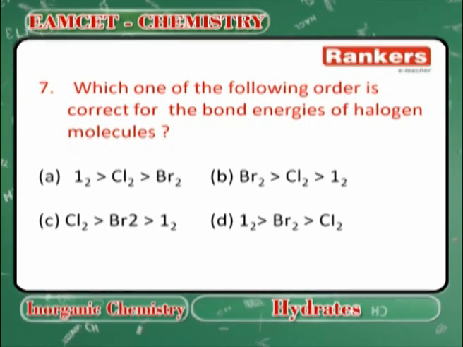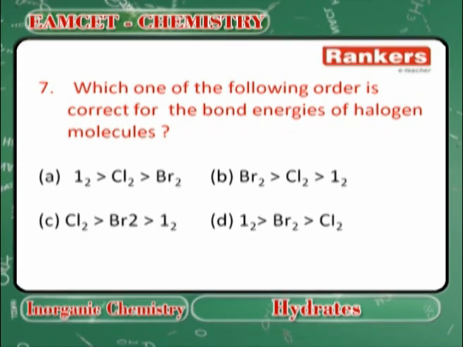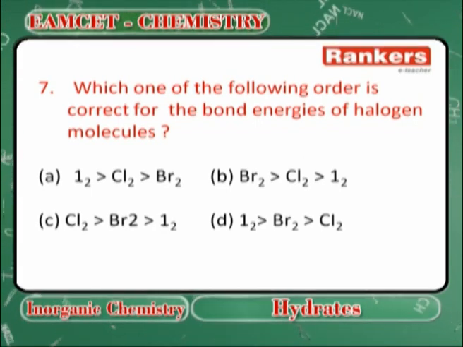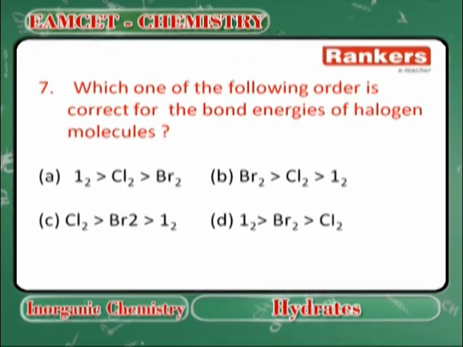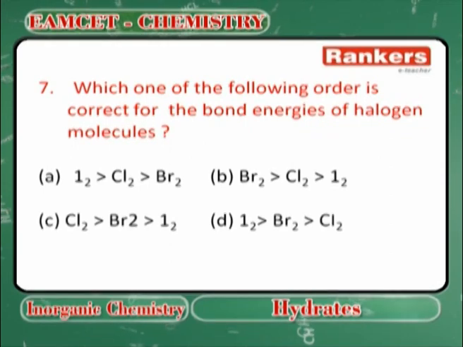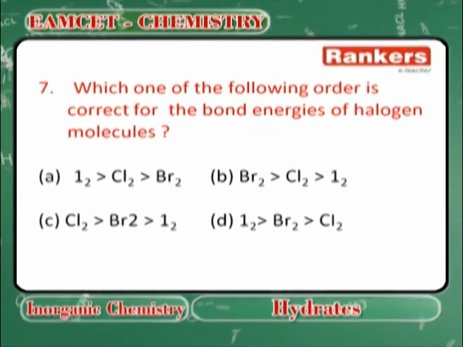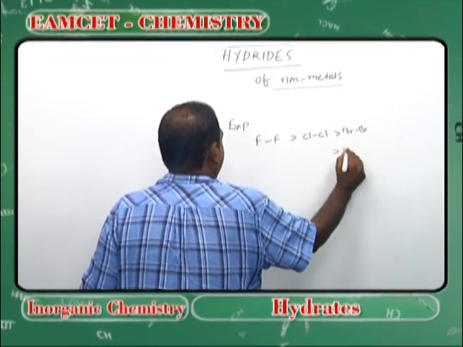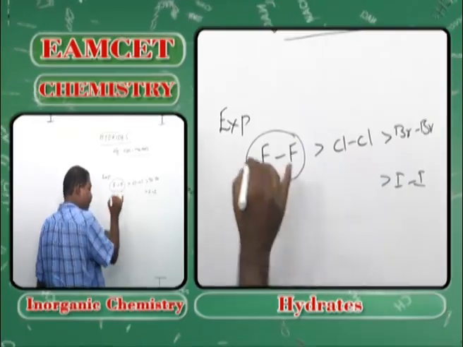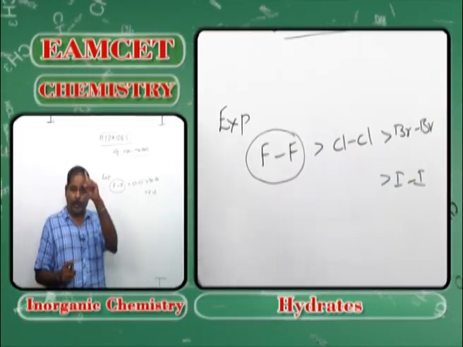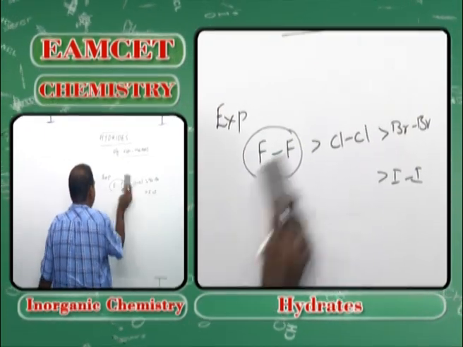Which one of the following is correct for bond energy? Don't fall into the same trap. Small atoms form stronger bonds, but everything about halogens is an exception. Expected order is fluorine greater than Cl greater than Br greater than I. Fluorine is expected to be at number 1 position, but fluorine goes to 3rd position. I will add a little here. Just listen.